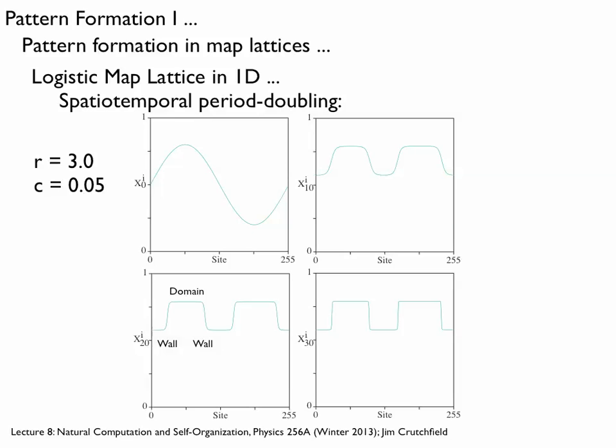This would be another domain. This is a domain down here, and then between the two domains there's a wall. So the wall is where the sites are sort of disagreeing, or they're being pulled in two different directions. They have these neighbors that are doing this, they're out of phase, and they're being pulled this way and pulled that way. And then over time it just gets sharper and sharper.